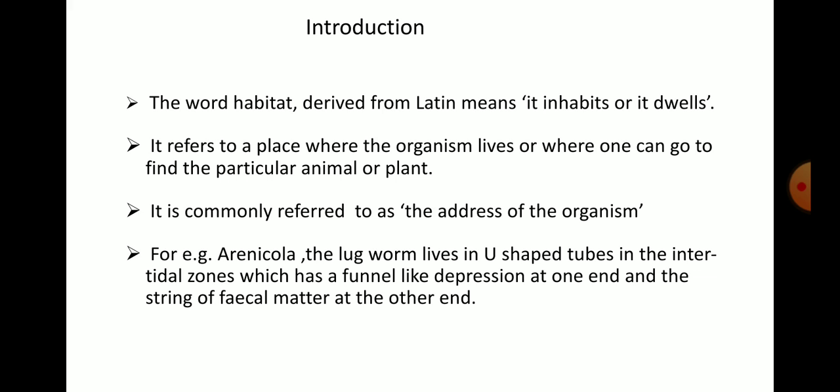The examples for habitats are the worm Arenicola, also called lugworm, which lives in U-shaped tubes in the intertidal zones, with a funnel-like depression at one end and a string of fecal matter at the other end. Arenicola is used as bait for fishing. The fishermen know where to look for it as the home of the worm is easily spotted. Thus, the habitat of the organism describes where it is normally found.